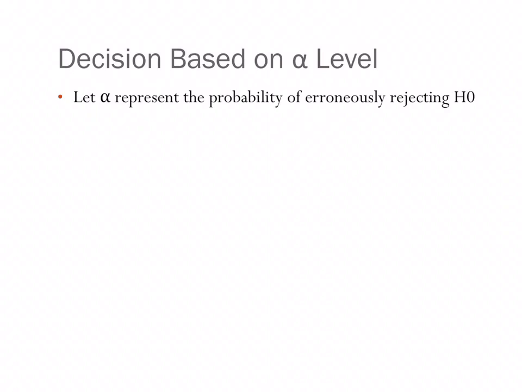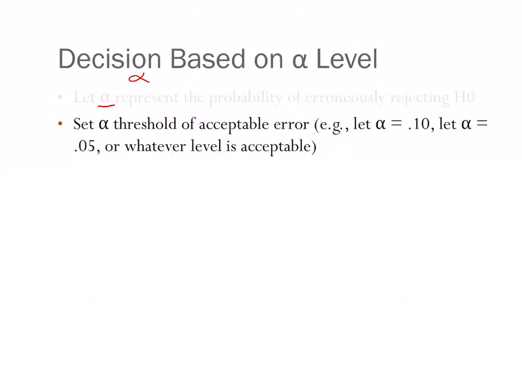So, decision based on alpha level. Alpha represents the probability of erroneous rejection of a null hypothesis. Alpha is represented by this Greek symbol here, alpha, and normally you state an alpha level prior to beginning any kind of research. You set the alpha threshold for acceptable error, so you let alpha equal 0.10 or 0.05, whatever level is acceptable. The majority of the time in research you'll see an alpha level of 0.05 or less. You'll very rarely see it at 0.10.